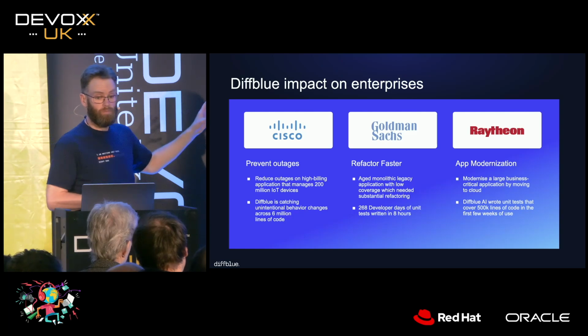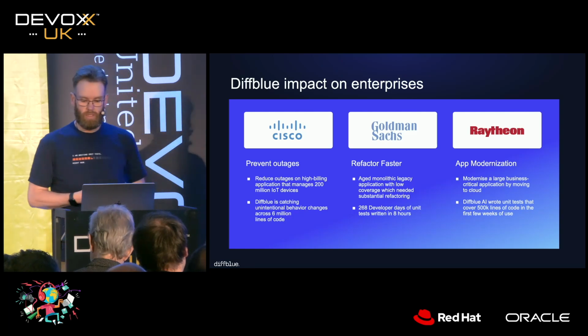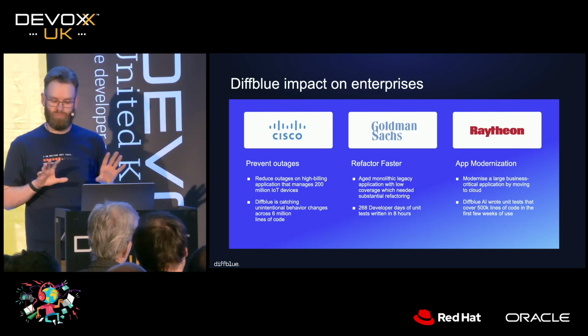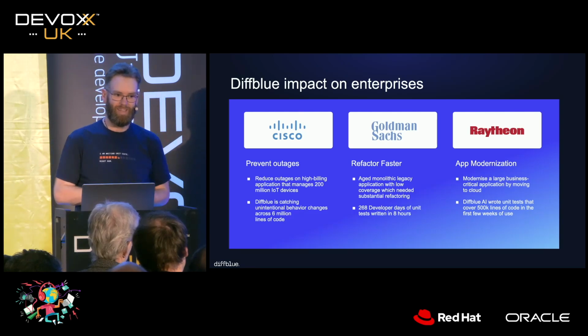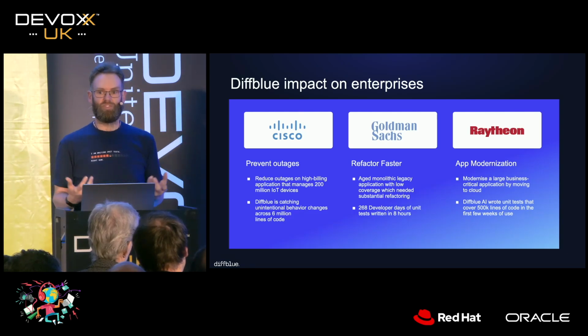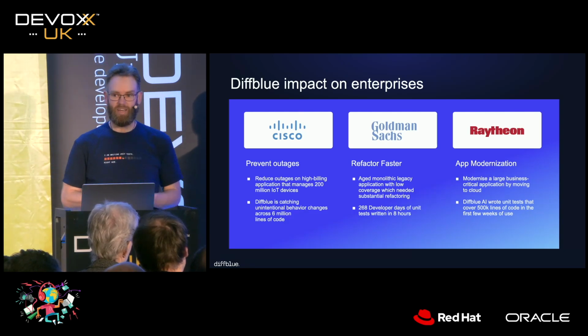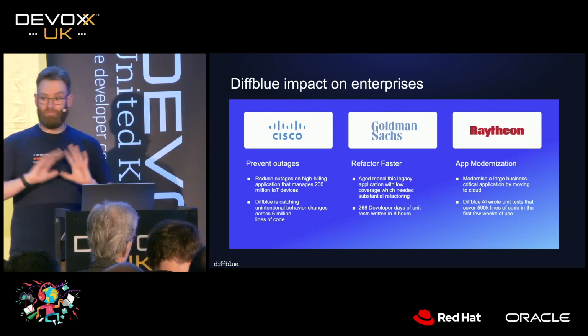I would love to give you more numbers than that, but I think that Cisco are a little bit hesitant to give us real data. So I think that they just tell us it's a precipitous drop in these unintentional behavior changes. That's the best that we can get out of them.